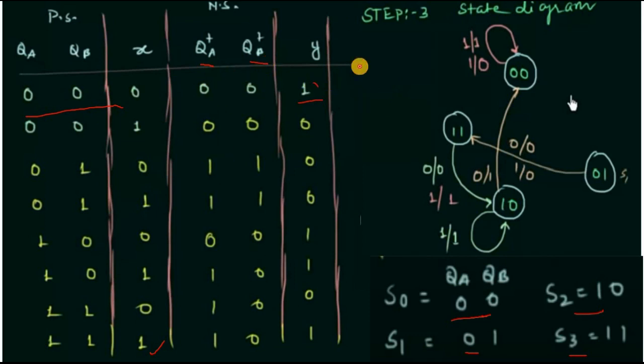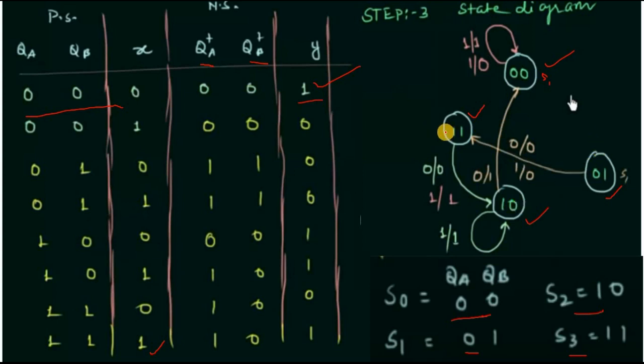Now first you need to construct the current state. The current states are S0, S1, S2 and S3, the present state. Once you know the present state, you can draw like this. States can be represented with circles. So 4 states are drawn: this is S1, this is S2, S3, and this is S4.